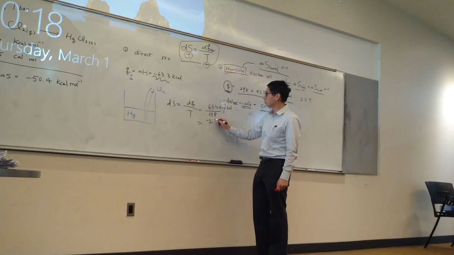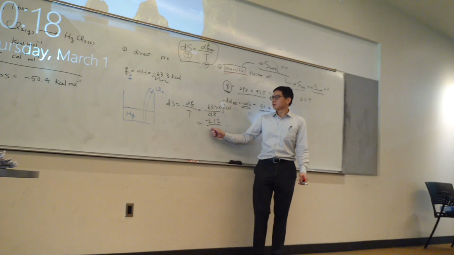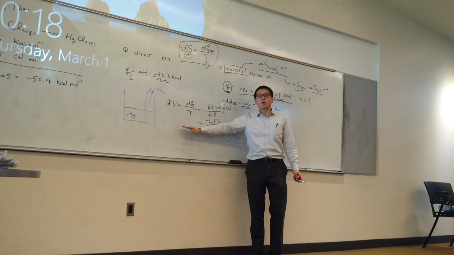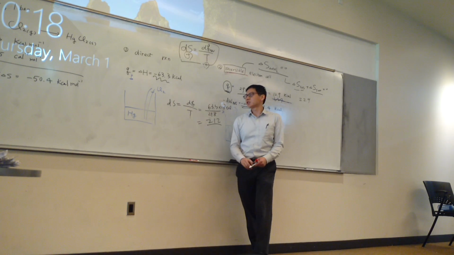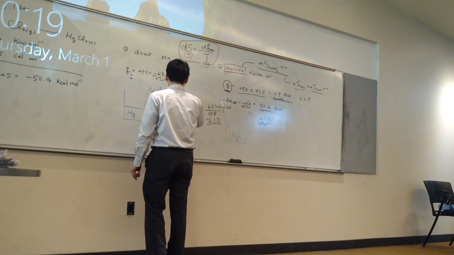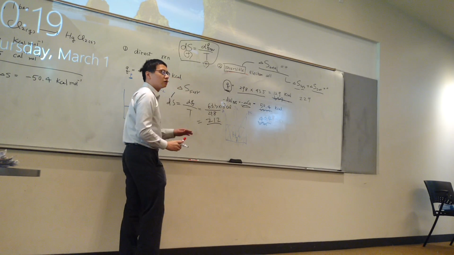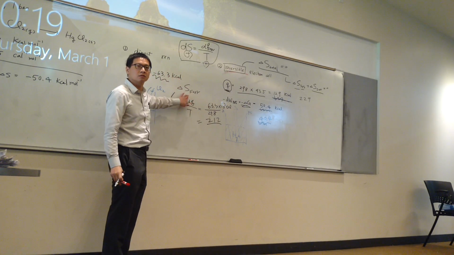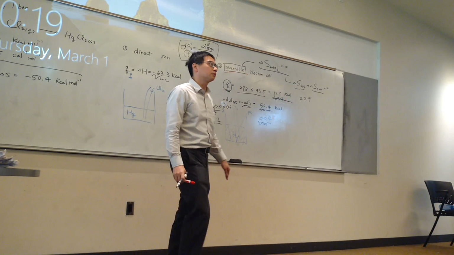Okay, it's around 212. What is this dS? Surrounding? Yes, this is your S surrounding. Okay, so this is your S surrounding. Yes? Should that equal to delta S in the system?